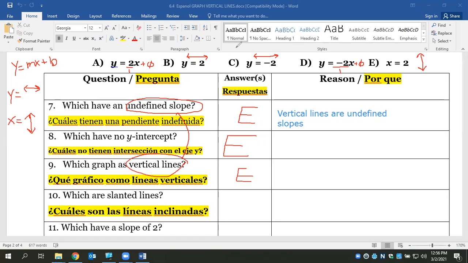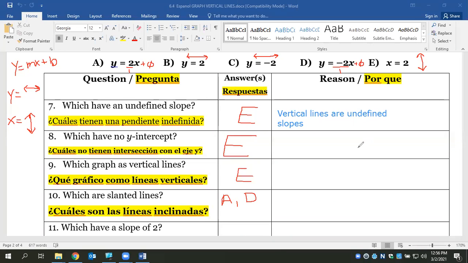Okay? Good. So now let's do number 10. You see how easy these are once you do the early work of writing up here, just writing your notes and putting your little cheat sheet here? Which are slanted lines? Well, this has a slope. This one has a slope. So I can say A. Is there another slope? No, that's a horizontal line. D is a slanted line or a slope. And E, that's a vertical line.